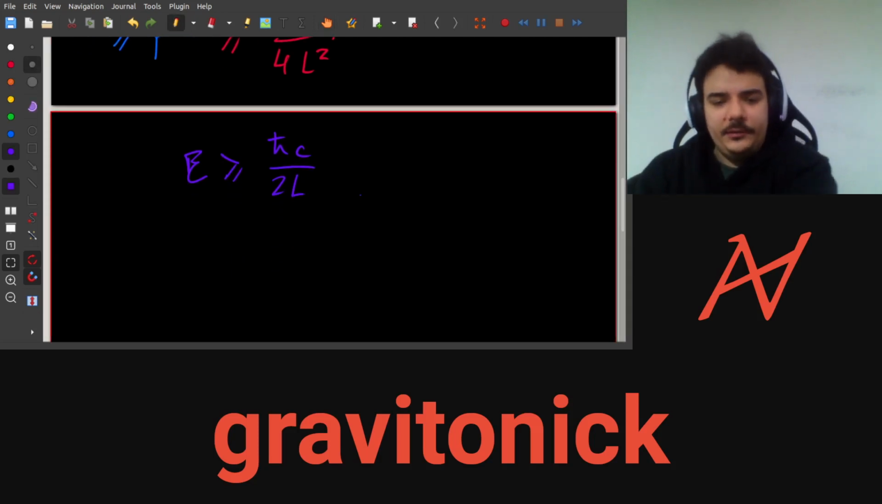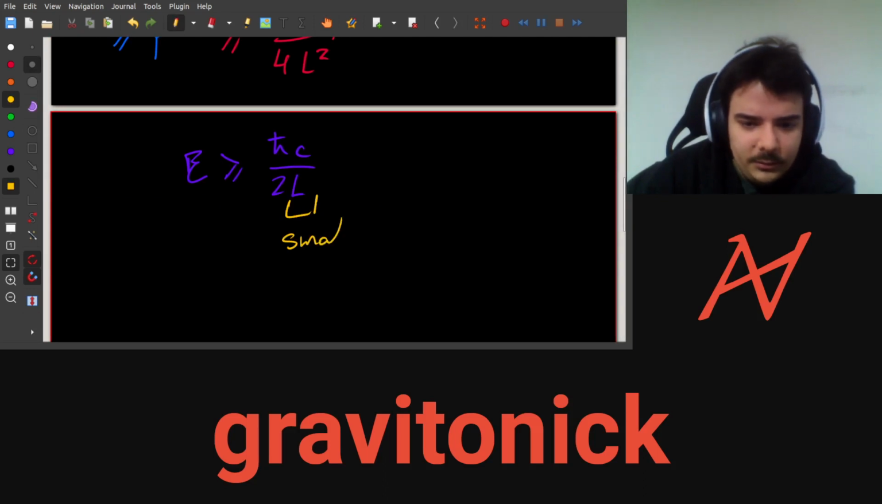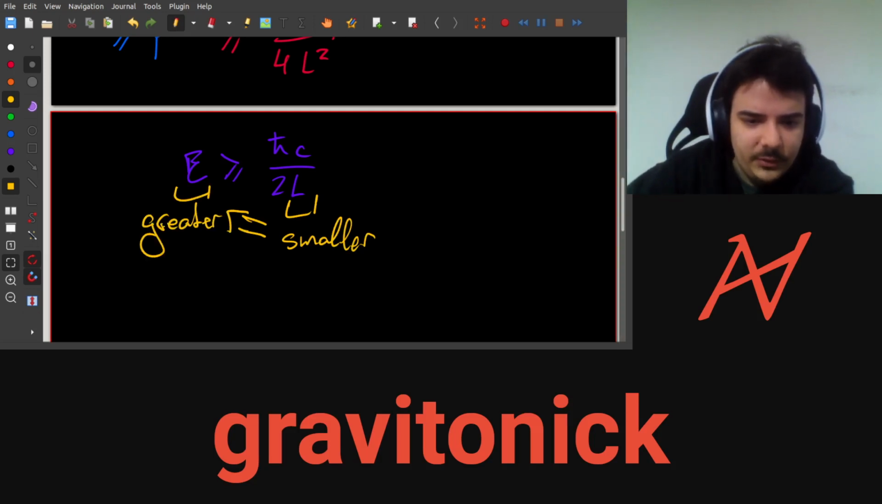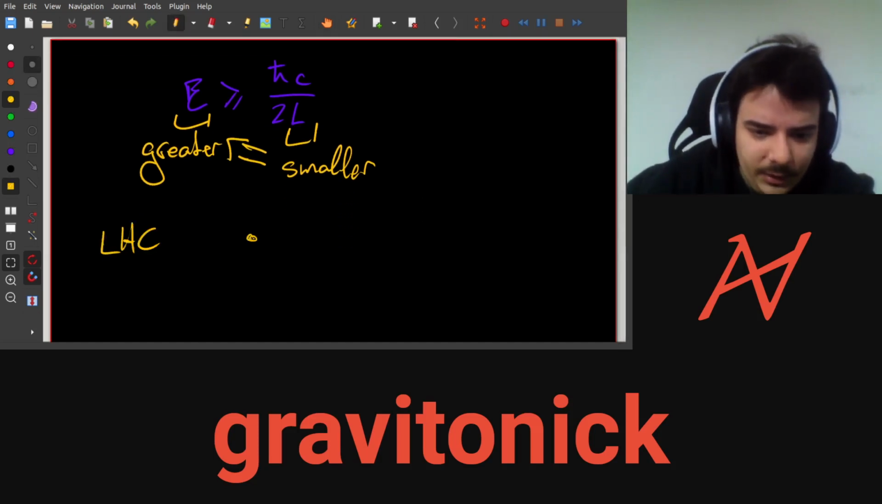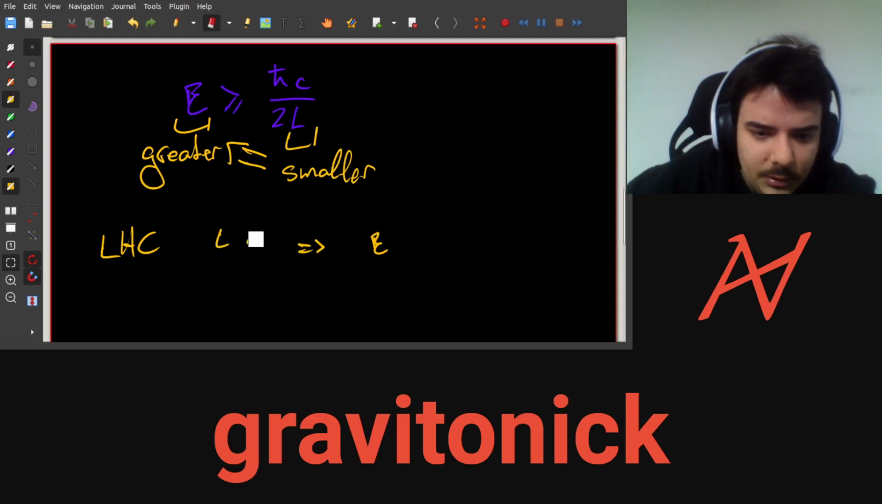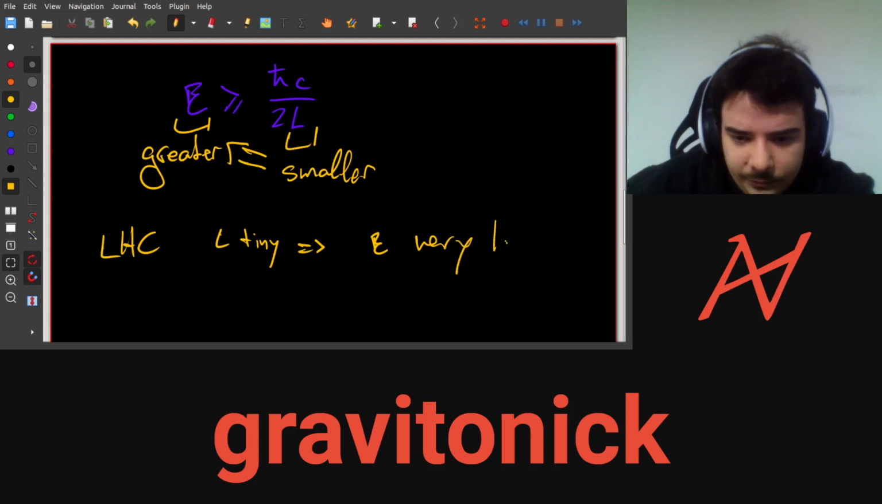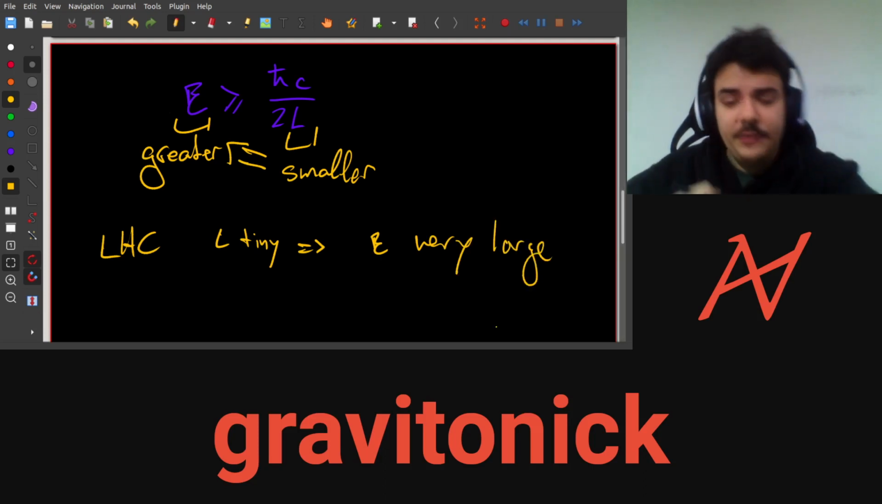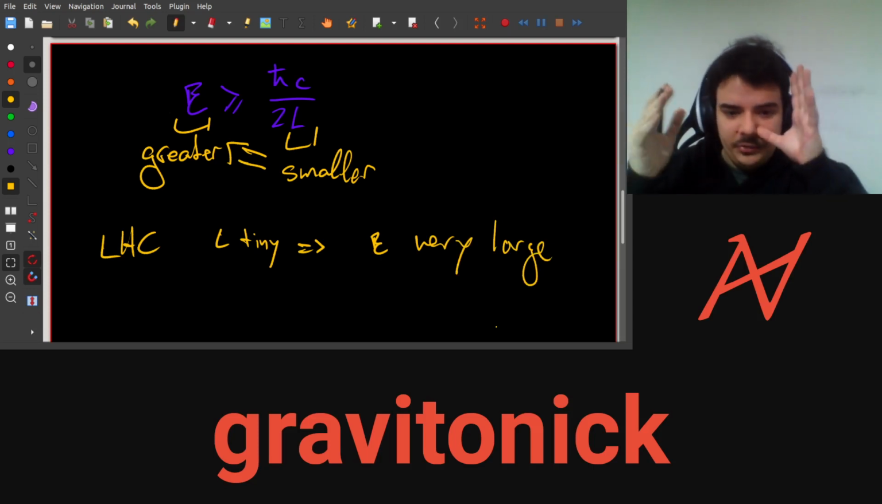Now what's interesting about this is the fact that if you pick L and make it smaller, this implies that the energy gets larger, gets greater. This is why when you go to the LHC and you're looking at really tiny things, how tiny implies that the energy is very large. Hence why we need really large energies at the LHC, at the particle colliders, in order to explore what is really tiny.